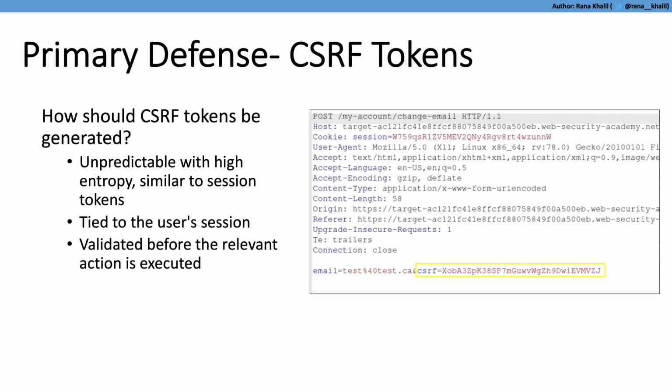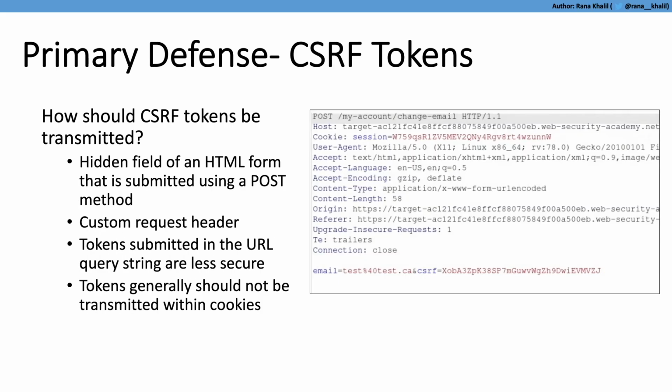The third condition is it has to be validated before the relevant action is executed. So before the email change happens, the application needs to confirm that this is a valid CSRF token, and this is the CSRF token that is tied to this user session. Once those two conditions are satisfied, then the email change occurs. If the two conditions are not satisfied, the request should be denied and blocked.